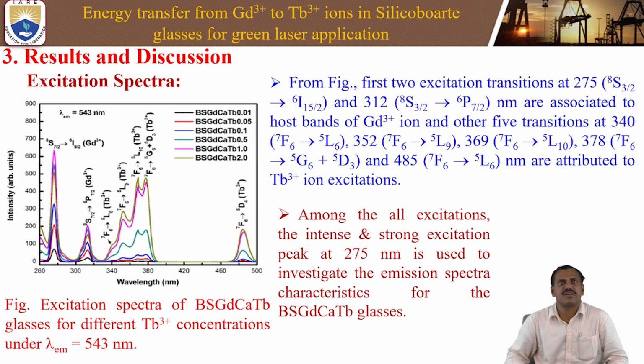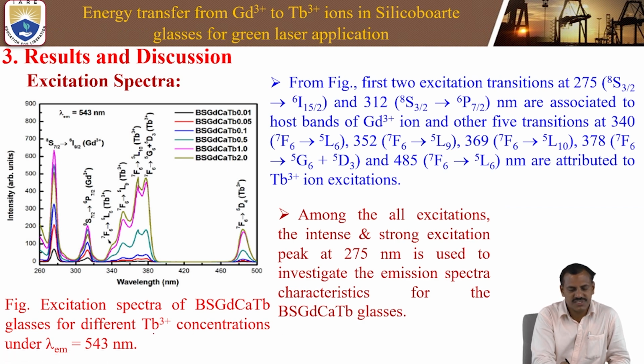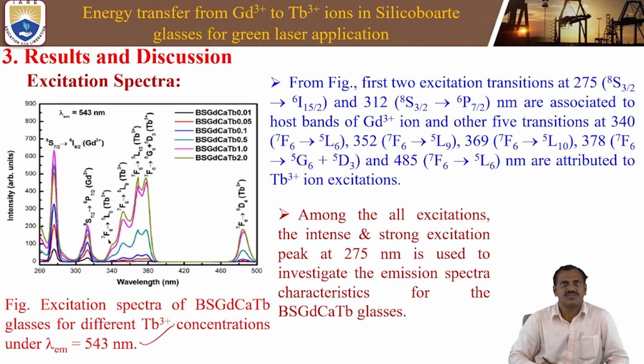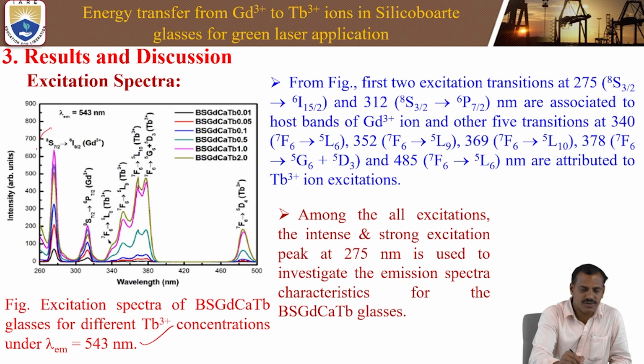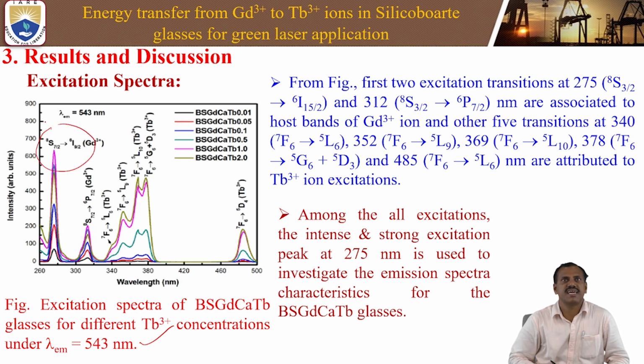Next, coming to the excitation spectra of the terbium-3 ions. See the excitation spectra of the present silicoborate glasses with different concentrations of terbium-3 ions. We are monitoring the emission at 543 nanometer, and we get different absorption peaks from the ground state to different excited states. One is the intense excitation band at 6A7/2, 6A9/2. That is mainly due to gadolinium-3. In our chemical composition, we use 25 mole percent of gadolinium oxide. That is why you observe the highest intensity peak particularly for gadolinium-3 ions compared to terbium-3 ions.